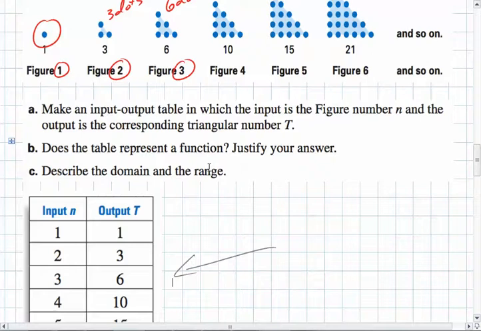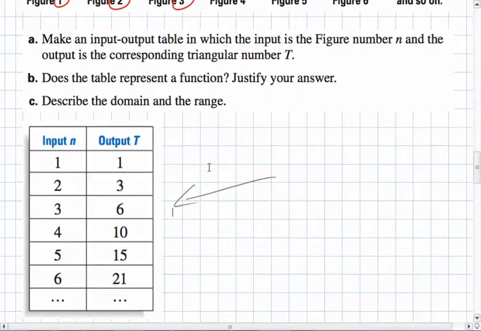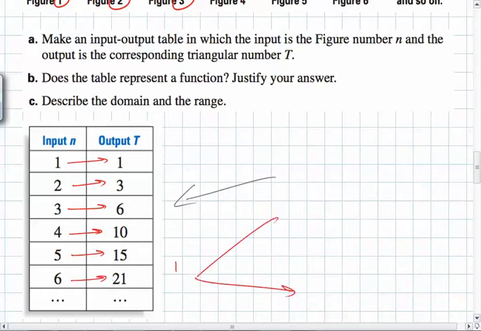The second question asks, does the table represent a function? What you need to check is to see if any inputs go to more than one output. Do any inputs go to more than one output? Well, 1 goes to 1, 2 goes to 3, 3 goes to 6, 4 goes to 10, 5 goes to 15, and 6 goes to 21. There's no splitting. Nothing from the input goes to 2 outputs. So yes, you can say that this is a function.